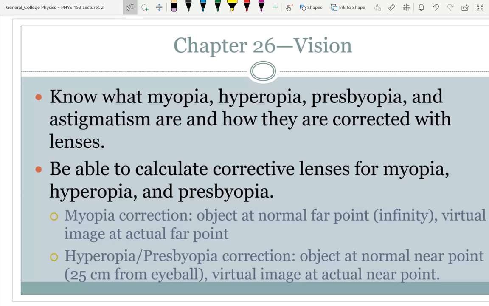And so the correction for presbyopia is exactly the same as the correction for hyperopia, but I can't have both lenses at the same time, so you use bifocals. You have one you look at for near things and one you look to for far things. So the example, well, the worksheet problem with Pat has both myopia and presbyopia. So Pat needs bifocals to correct her vision.